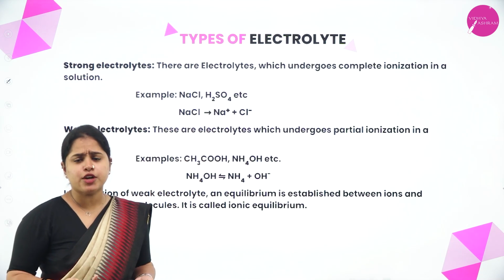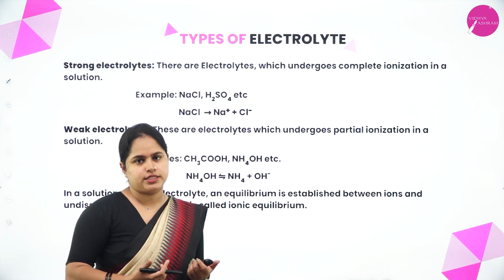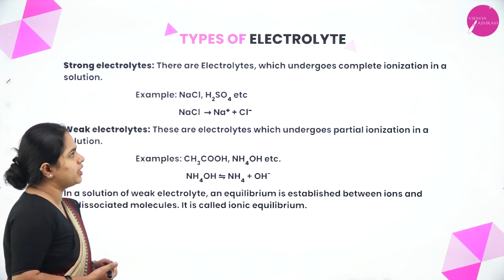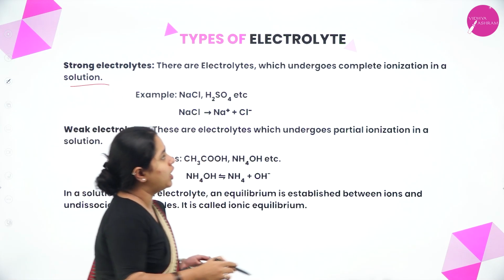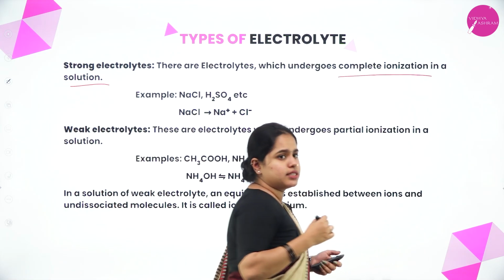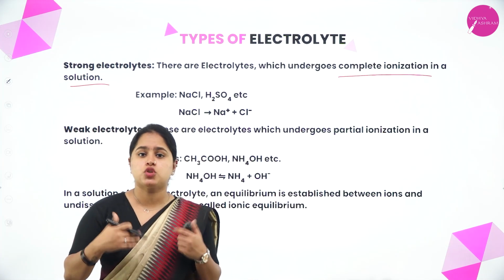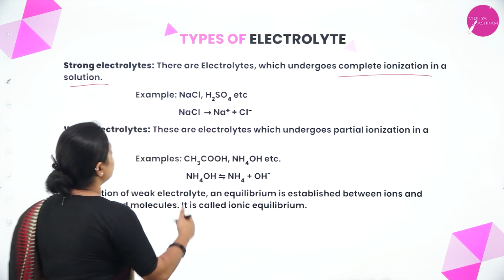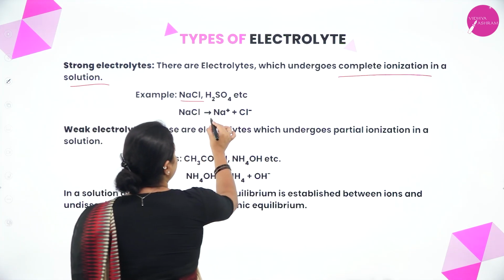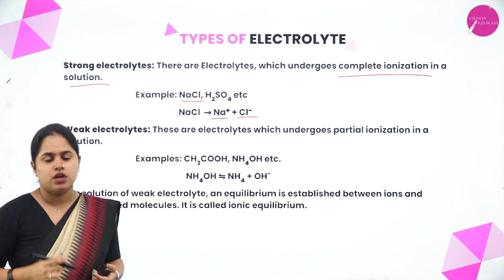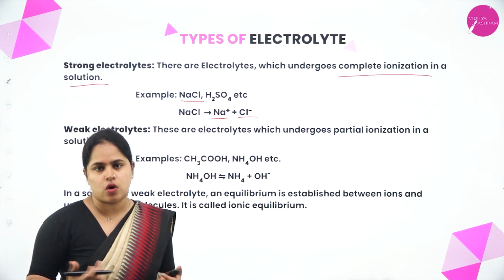Now moving on, in electrolytes there are two types: strong electrolytes and weak electrolytes. So what are strong electrolytes? These are electrolytes which undergo complete ionization in solution. Ionization means that the compound will dissociate into its constituent ions. Taking the same example, sodium chloride will completely dissociate into Na plus and Cl minus ions. So this is called a strong electrolyte, which completely dissociates into its constituent ions.